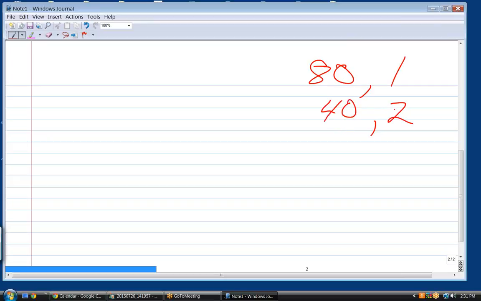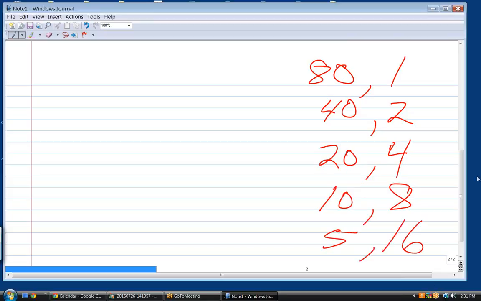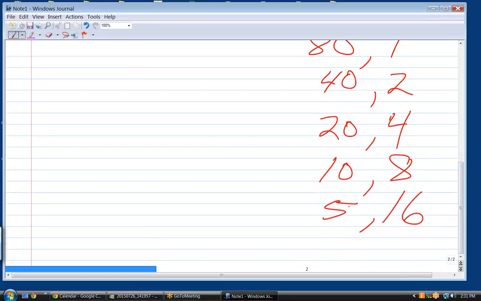Well, let me give you my little secret on doing this. I cut this in half and double that as long as I can. Okay, well, I can still cut 40 in half. That's 20. Doubling 2 gives 4. I can do it again. 10 and 8. I can do it again. 5 and 16. I can't do it anymore. I can't cut 5 in half.